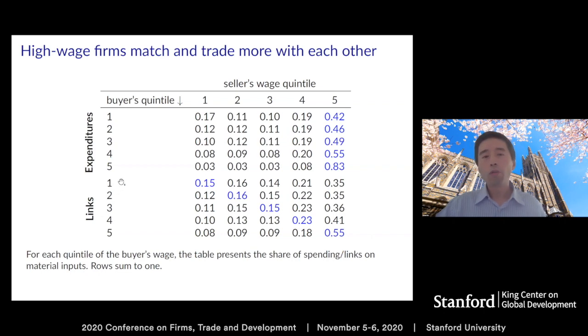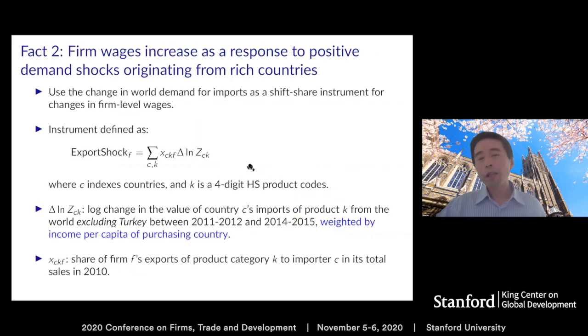So the second fact that I'm going to document here is now based on over-time variations: how does the firm's wage respond to a positive demand shock originating from a rich country? That is going to be illuminating for thinking about their quality choice decisions. Here we're going to create a relatively standard instrument that is now broadly used in the international trade literature to think about idiosyncratic shocks at the individual firm level or at the individual regions.